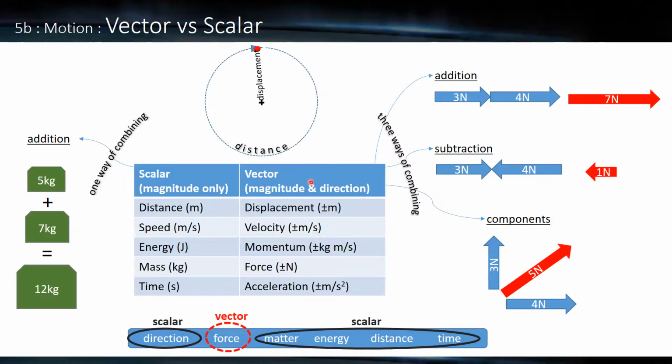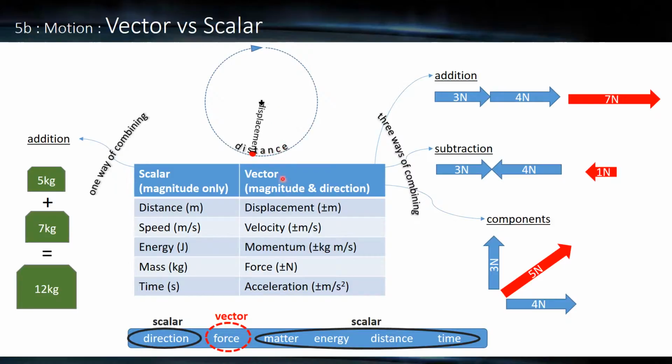In contrast, vectors, because of the direction element, there's 3 ways of combining them. So the example here is force. So addition is the most obvious one, but not the only one. So 3 plus 4 is 7. Subtraction, the forces could be in direct opposition to each other, in which case the resultant force is 1. Or they could be at 90 degrees towards each other, in which case we have to use Pythagoras, and we end up with 5 newtons there.